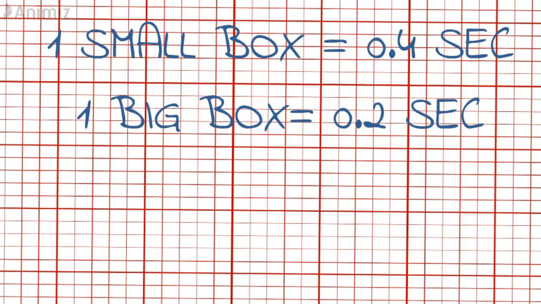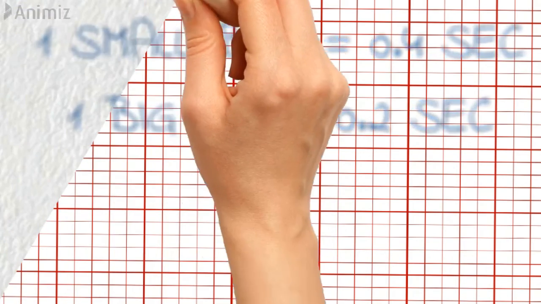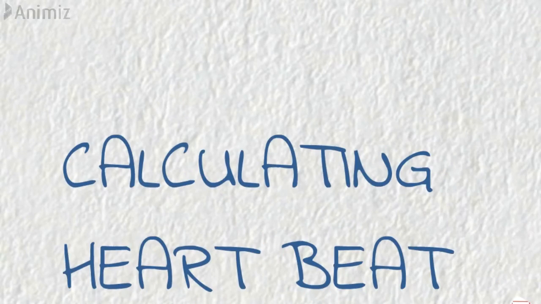Now let's have a look at the EKG paper. As you can see, one big box is representing 0.2 seconds, while one small box will represent a time interval of 0.04 seconds. Now let's inspect the EKG strip closely. As you can see, one big box is representing 0.2 seconds.